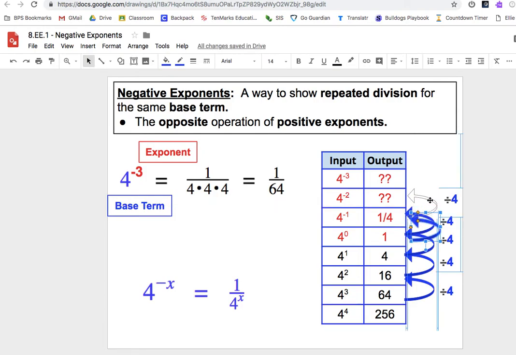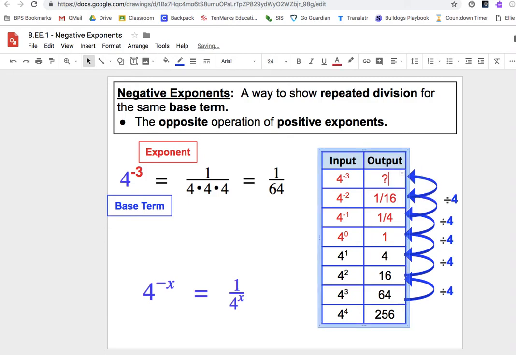if I take 1/4 and I divide by 4 again, 1/4 divided by 4 really means 1/16. And if I divide by 4 one final time, 1/16 divided by 4, I get 1/64. That's what we saw over here for 4 to the negative third. If I take 1 and I divide it by 3 copies of 4, I'm really going to have 1/64.